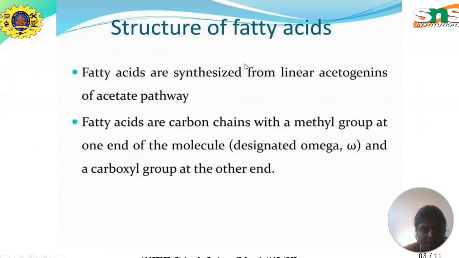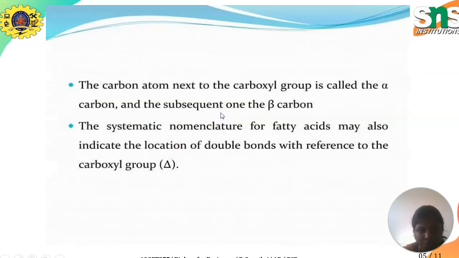The structure of fatty acid. Fatty acids are synthesized from linear acetogenins of the acetate pathway. Fatty acids are carbon chains with a methyl group at one end of the molecule, designated omega, and the carboxyl group at the other end. The carbon atom next to the carboxyl group is called the alpha carbon and the subsequent one the beta carbon. The systematic nomenclature for fatty acids may also indicate the location of double bonds with reference to the carboxyl group, delta.